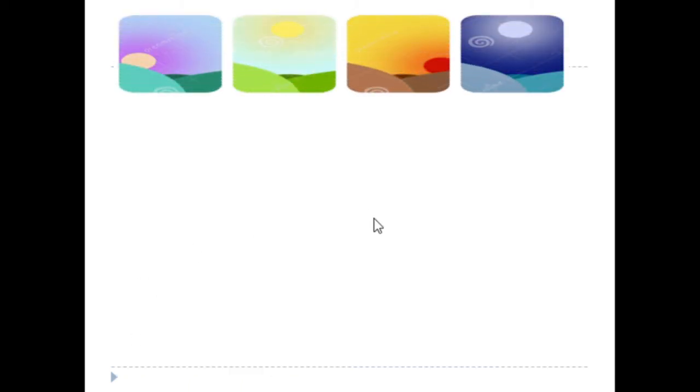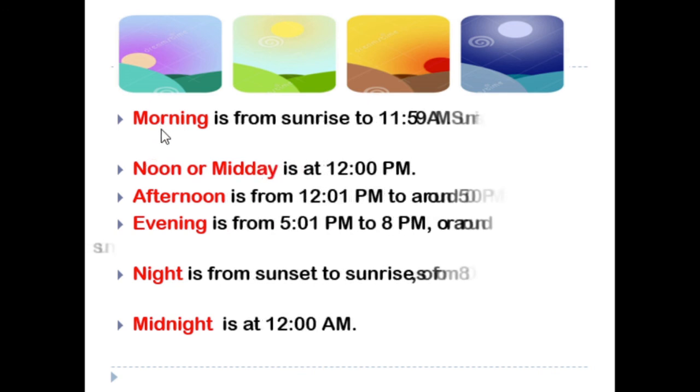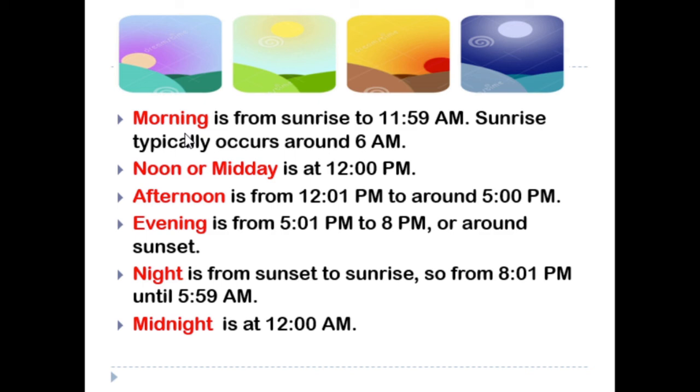Okay? So these are the following information that you can also use. First, we have morning. Remember, morning is from sunrise to 11:59 a.m. Sunrise typically occurs around 6 a.m. or 6 in the morning. Noon or midday is at 12 p.m. Afternoon, it is from 12:01 p.m. to around 5 o'clock p.m. Evening is from 5:01 p.m. to 8 p.m. or around sunset.